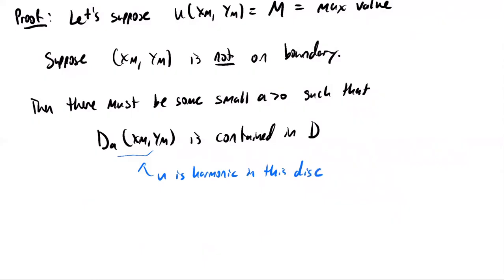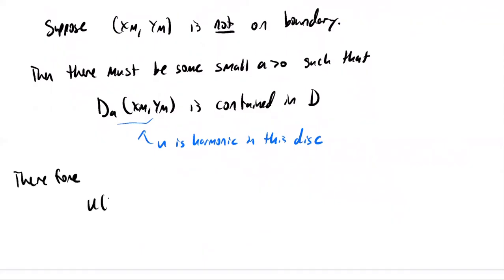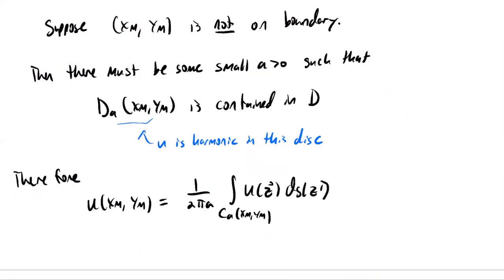Right? Well, therefore, the mean value property applies, right? So we end up with U of xm comma ym is equal to 1 over 2 pi a times the integral along the circumference, or the boundary circle, of U, right? And so this is equal to the average value of U on the circle.